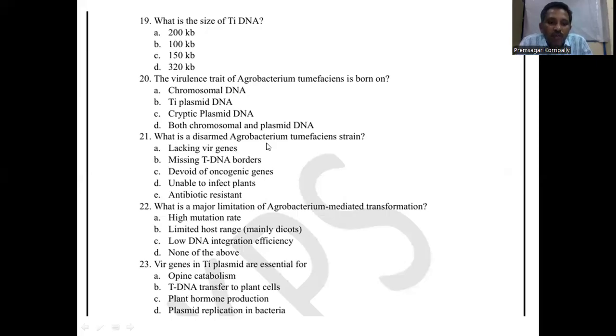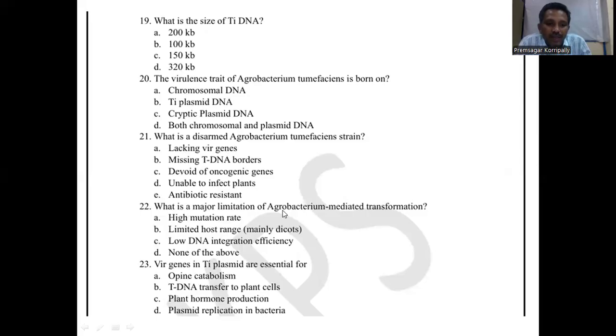What is a disarmed Agrobacterium tumefaciens strain? A, lacking vir genes; B, missing T-DNA borders; C, devoid of oncogenic genes; D, unable to infect plants; or E, antibiotic resistant. So lacking or missing oncogenic genes is called a disarmed Agrobacterium tumefaciens.